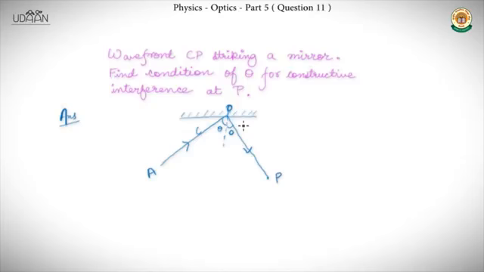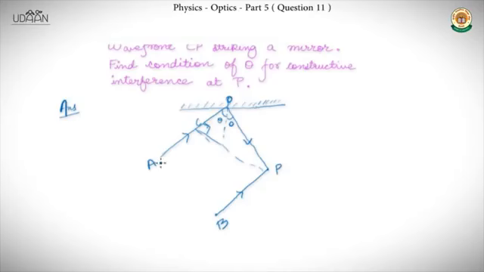And there is another ray which goes directly to B, which is BP, and there is a wavefront, and this makes an angle of 90 degrees. What we will basically be considering is the calculation of delta x, that is the path difference of this ray and this ray.